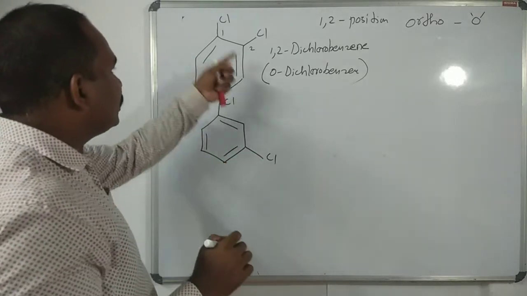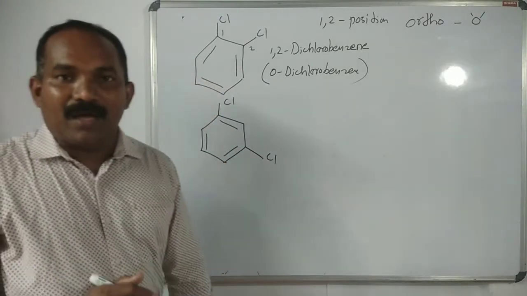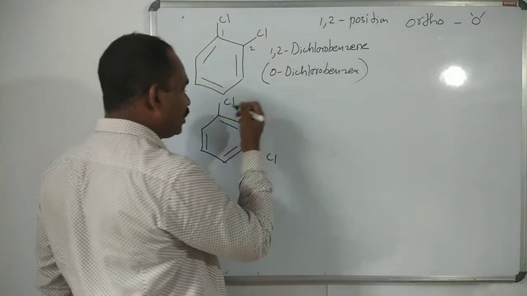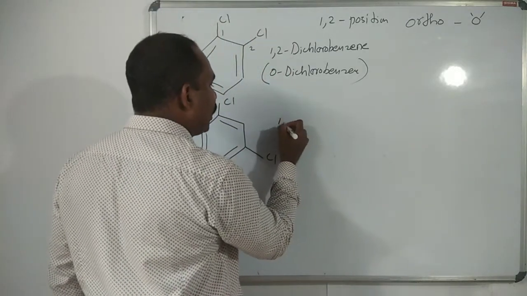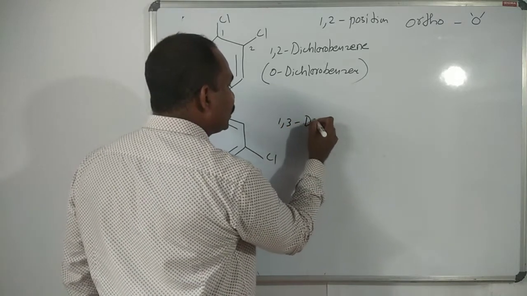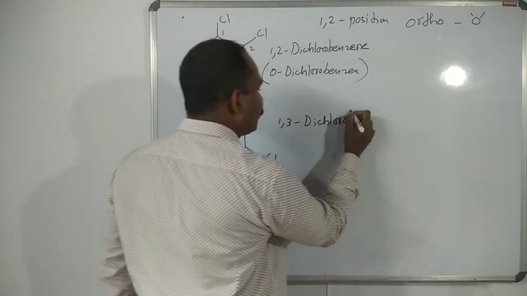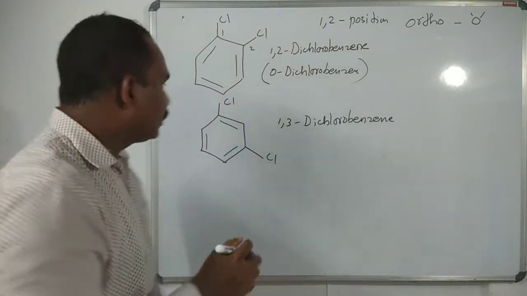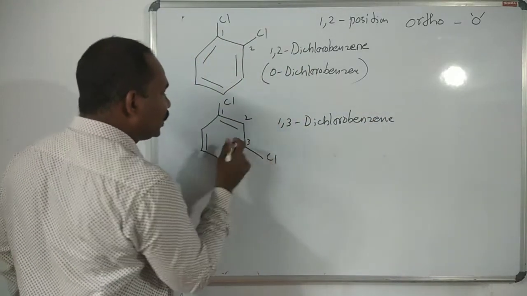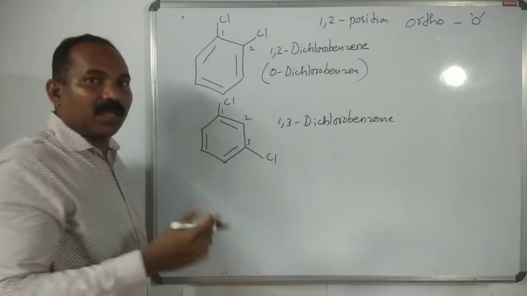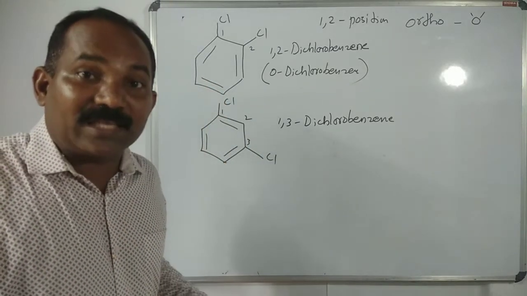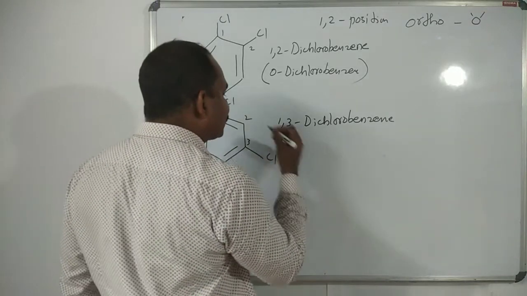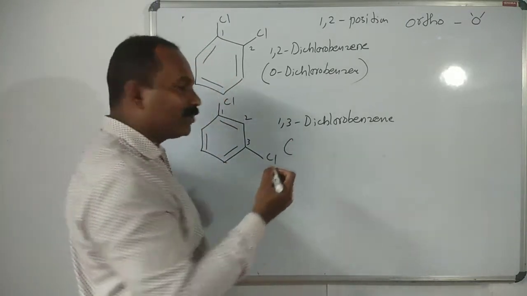Okay, due to resonance, these pi bonds are delocalized, or resonating, through the ring. You remember that. This is 1, 3 dichlorobenzene. 1, 2, 3. In both directions, the numbering is the same, so it is an identical position.